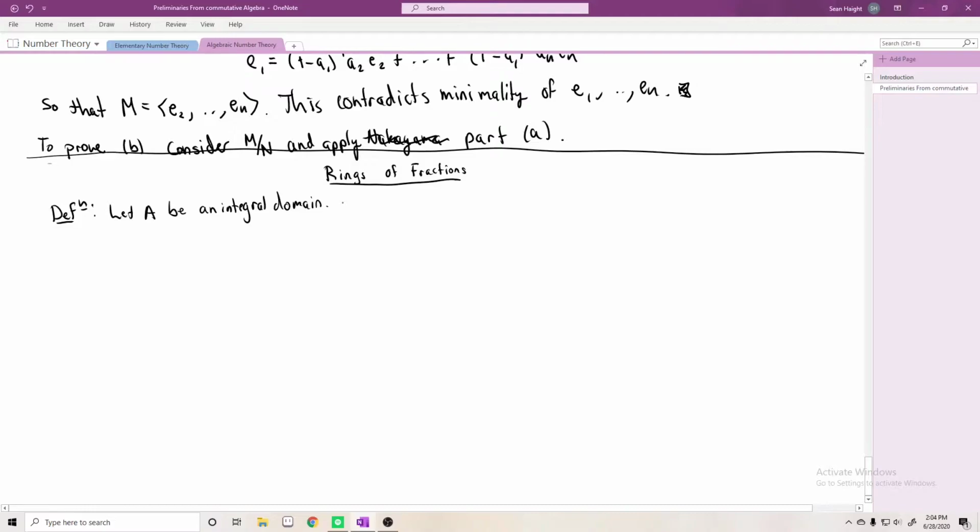The first thing I need to tell you about is something called a multiplicative subset. A subset S in A is called multiplicative if two things happen. The first condition eliminates trivialities: 0 is not in S and 1 is in S. The second condition says that S is closed under multiplication, and this is the more important condition.